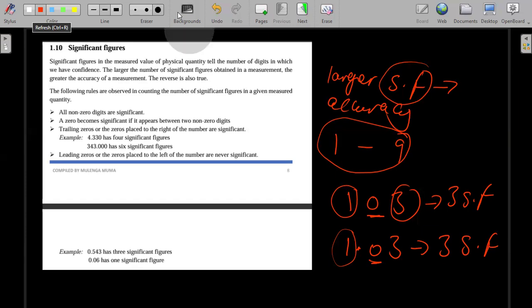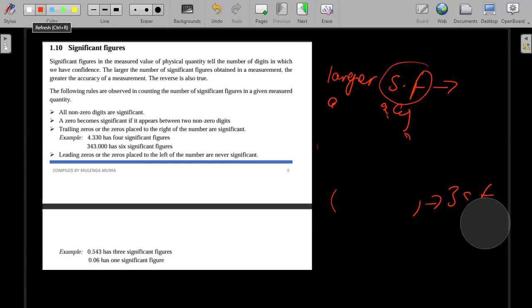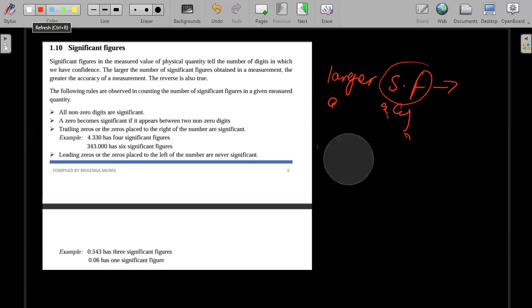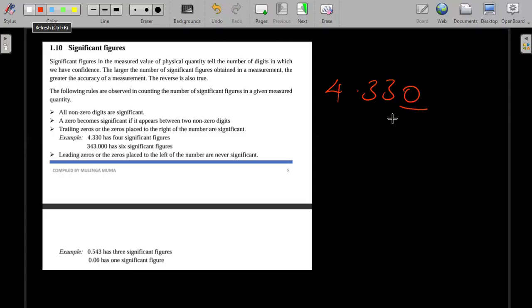Then let's talk about trailing zeros. For trailing zeros, you can have zeros after a decimal point, or you have zeros where there is no decimal point. Let's say you have this number we've been given in an example: 3.330. This is a trailing zero. If it's after a decimal point, a trailing zero is going to be significant. So in this case, this zero is significant, and we have 4 significant figures.